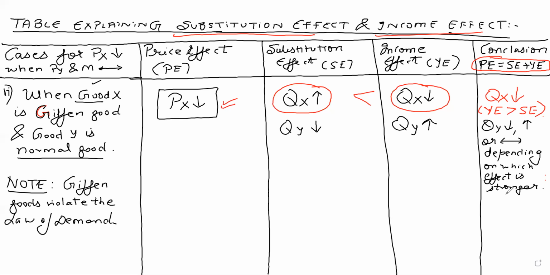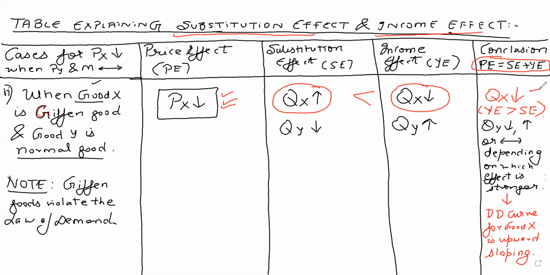So I can say in this case, demand curve for good X is upward sloping. Demand curve for good X is upward sloping. Why upward sloping? Because price and quantity are moving in the same direction. When price is falling, quantity demanded is also falling.